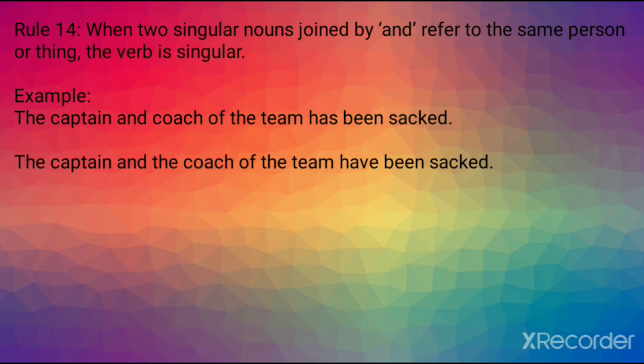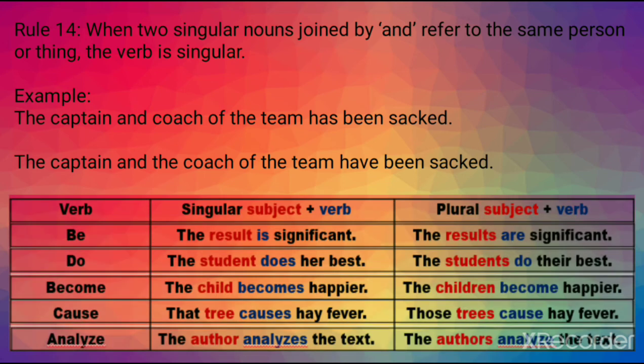Let's sum up. First, you have to identify the subject, that is the person or thing doing the action, and the verb, the action word in a sentence. If the subject is singular, the verb describing its action should be singular. If the subject is plural, the verb should be plural. Here you can see the table. Verb, singular subject plus verb, plural subject plus verb. Now, be form verbs: is, was, are, were, etc.